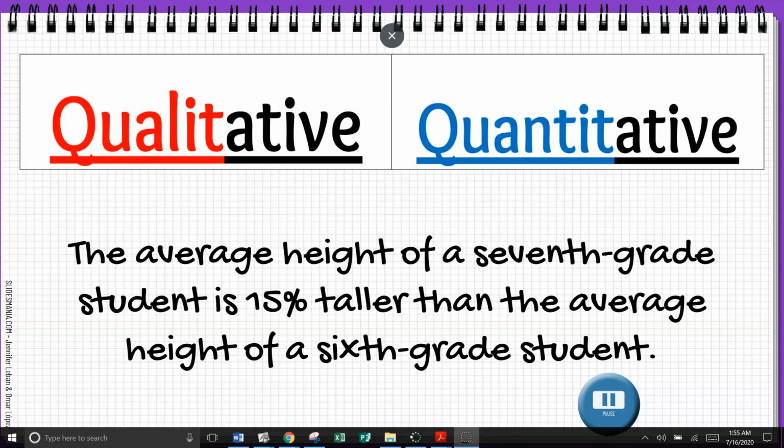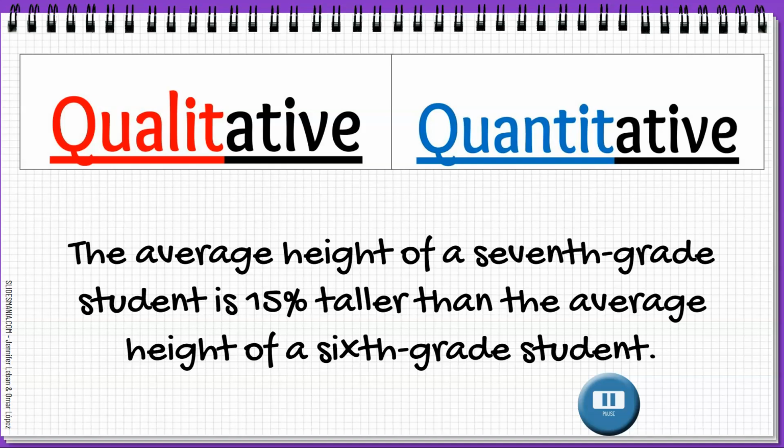All right, our next problem. The average height of a 7th grade student is 15% taller than the average height of a 6th grade student. Pause and decide. All right, did you get it? This is a quantitative statement because we're talking about a quantity, 15% taller.